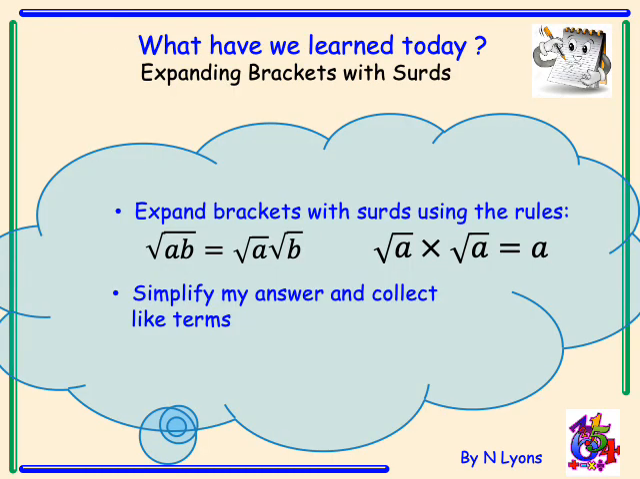So what have we learned today? Today we've looked at expanding brackets with surds using the rules that if we multiply root a with root b, it's the same as the square root of a times b, and also root a times root a leaves us with an answer of a. And we will be learning to ensure we simplify our answers and collect our like terms.